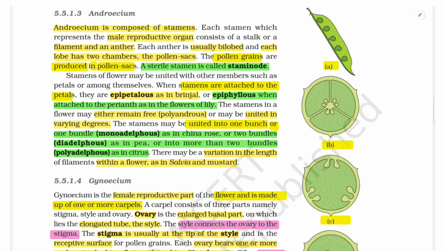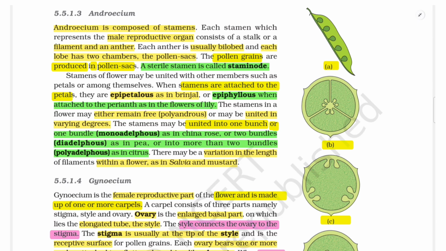Stamens of a flower may be united with other members such as petals or among themselves. When stamens are attached to the petals, they are called epipetalous, as in brinjal, or epiphyllous when attached to the perianth, as in the flowers of lily.